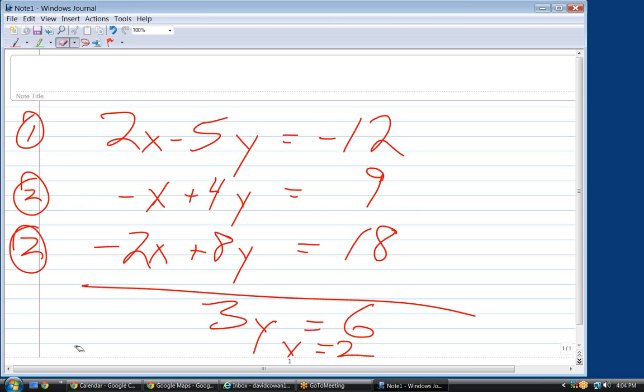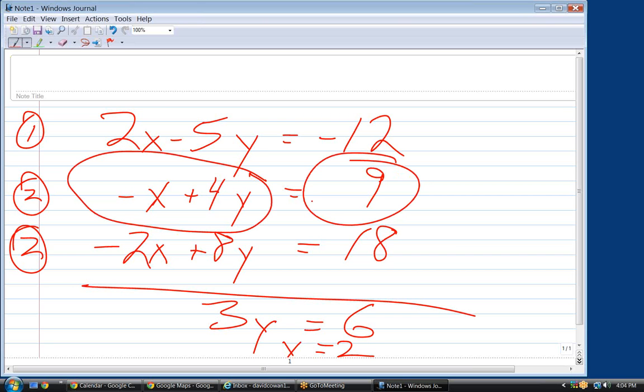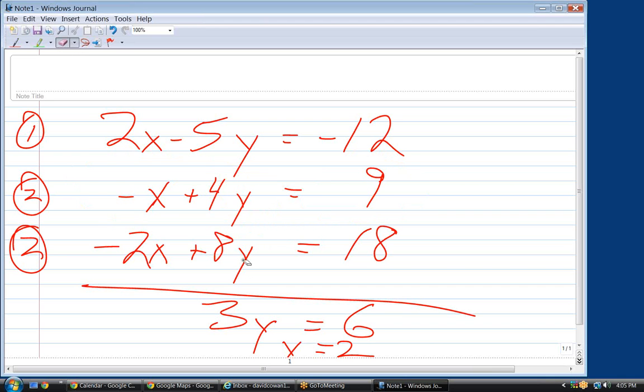You can plug it into any of the three equations you can pick. So pick the simplest one. So the negative x one. That's simple for a couple of reasons. First of all, it has the smallest numbers of all of them. Second of all, it has a positive coefficient on the y, which doesn't really matter in this case. We solved for y, so we're going to plug in for y into this equation.